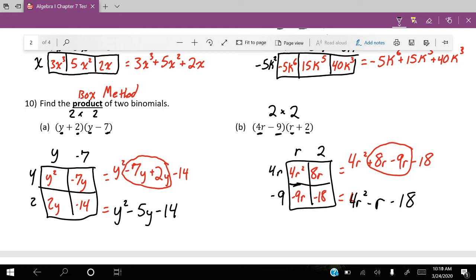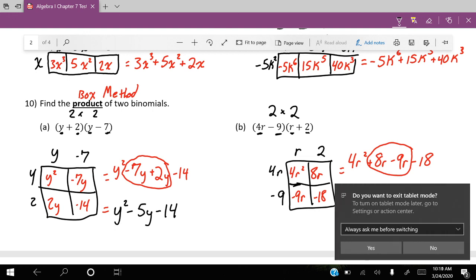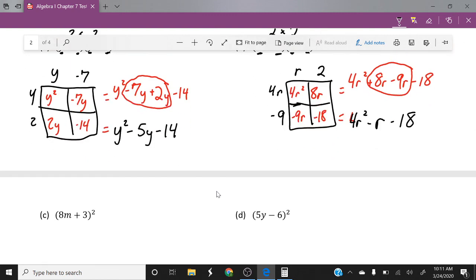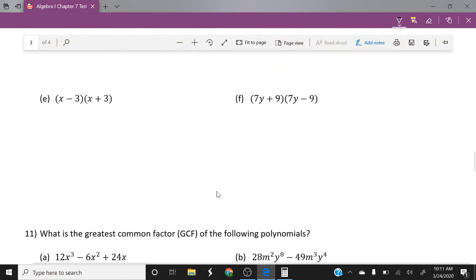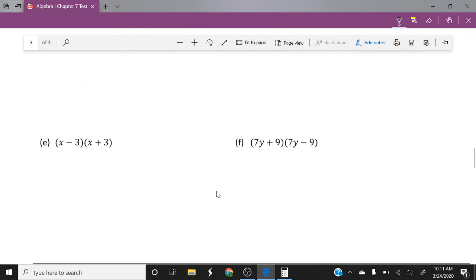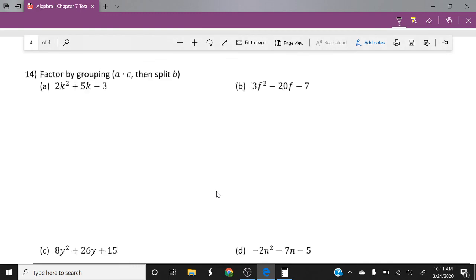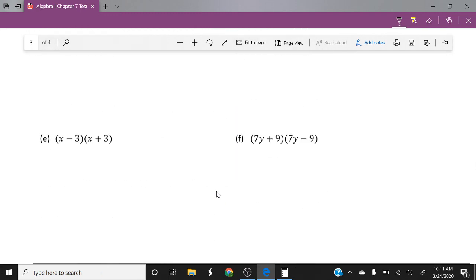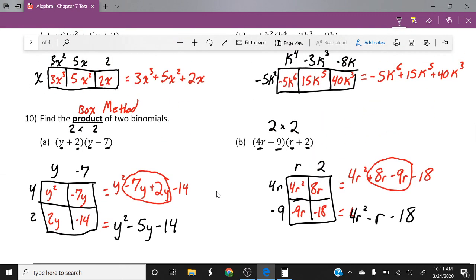That is 1 through 10 on the Chapter 7 test study guide. Now, I know that some of you may have had some questions here. Please feel free to email me. All right. Oh, you know what? We'll do 10 C, D, E, and F tomorrow, because I totally forgot that they were there. We'll finish the rest of this up tomorrow. I think 2 pages is pretty good for one day's work.